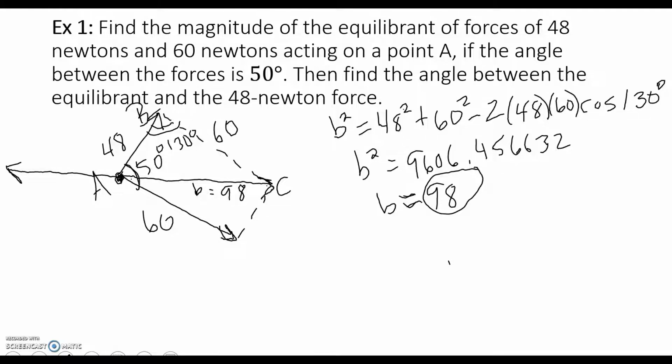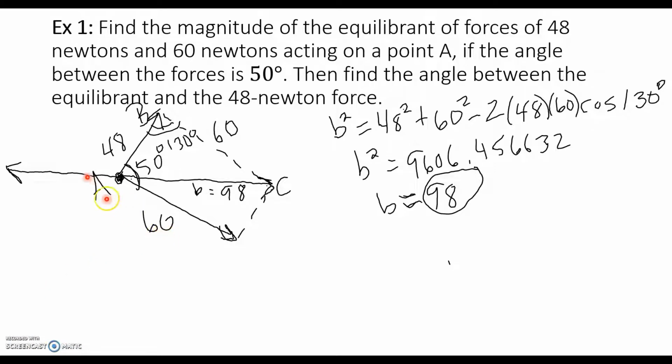Now we need to find the angle between the equilibrium and the 48 Newton force. So that would be this angle here. Let me get my pointer. All right. So the angle between the 48 Newton, so here's the 48 Newton, and the equilibrium, that's this one right here. So we want to know, what is this angle right here? This angle. So I'm going to draw it in a different color.